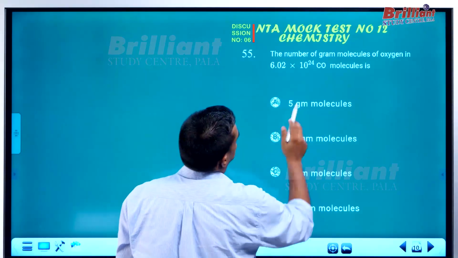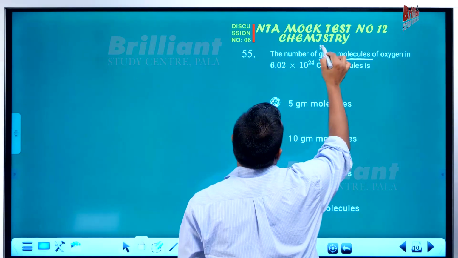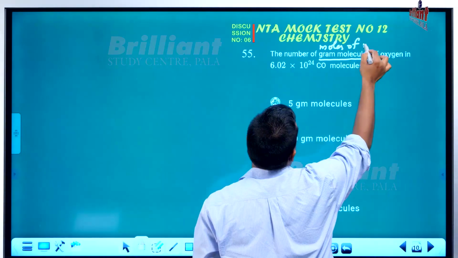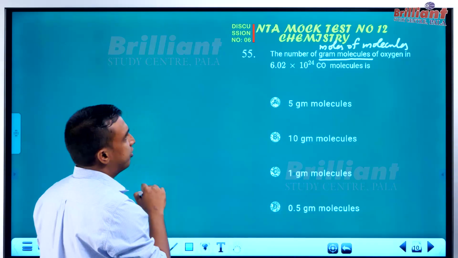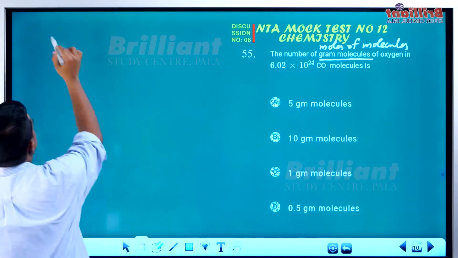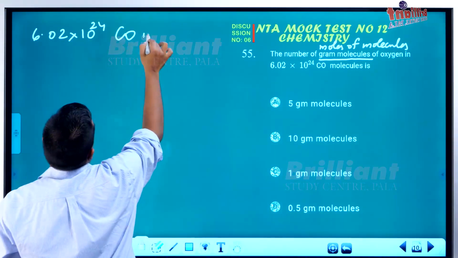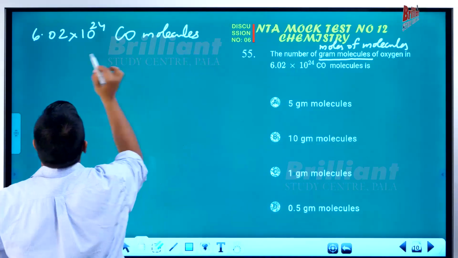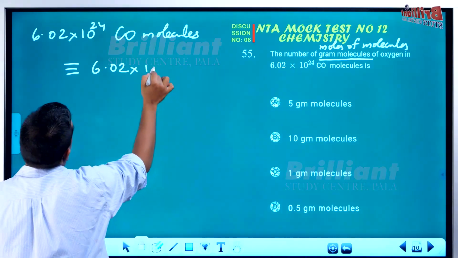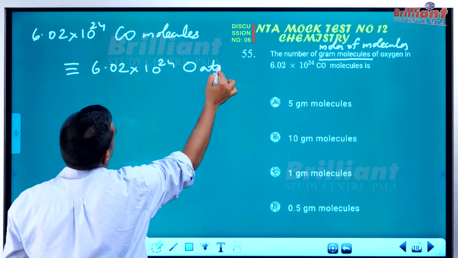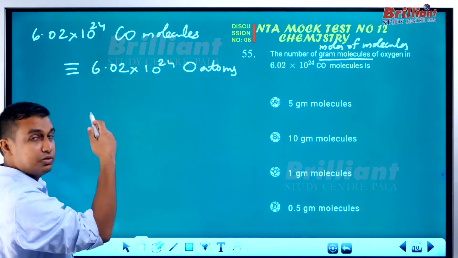Now 55. The number of gram molecules. Gram molecule എന്ന് പറയുമ്പോൾ സൂക്ഷിക്കണം. They are talking about moles of molecules of oxygen in 6.02 into 10 power 24 carbon monoxide molecules. We can say 6.02 into 10 power 24 carbon monoxide molecules, they actually contain how many oxygen atoms? 6.02 into 10 power 24 oxygen atoms. But the question is not the number of oxygen atoms, it is the number of moles of oxygen molecules.